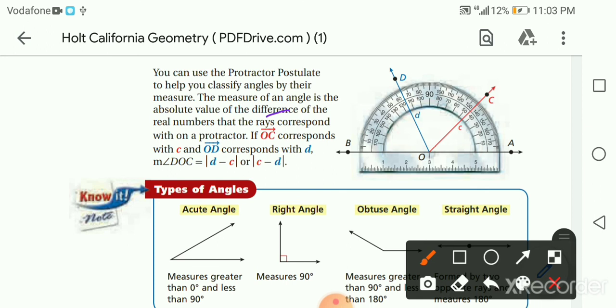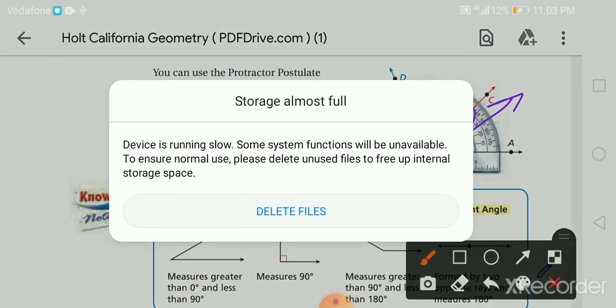So let's see together. Ray OC, the red one, corresponds with C, and OD corresponds with D. Okay, again, just a moment.